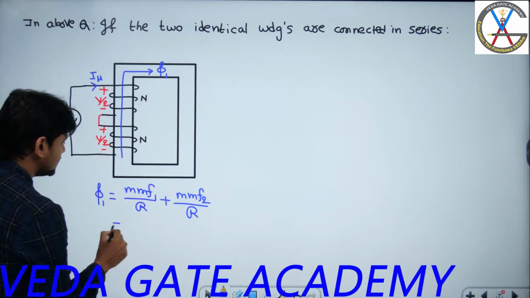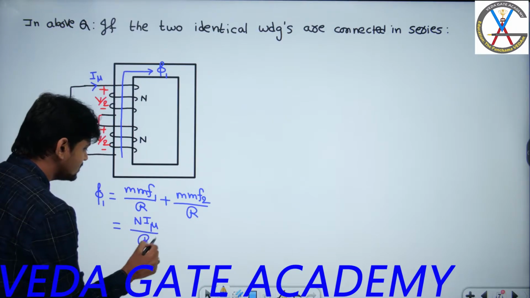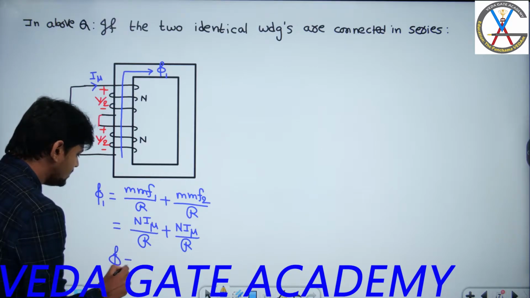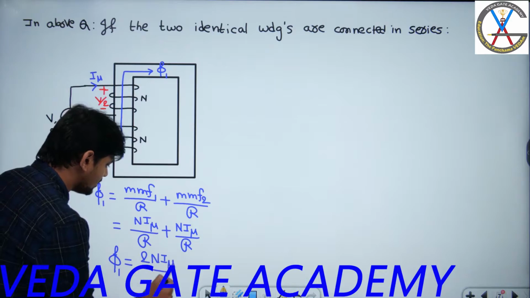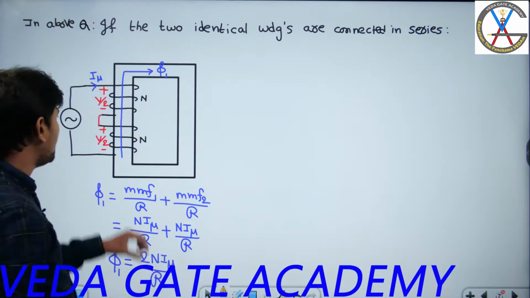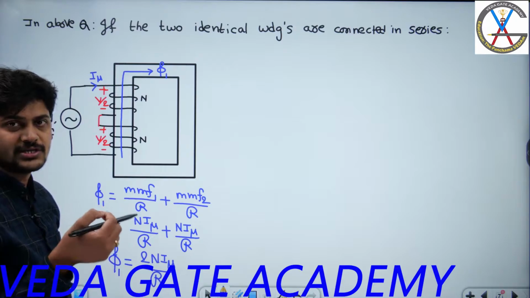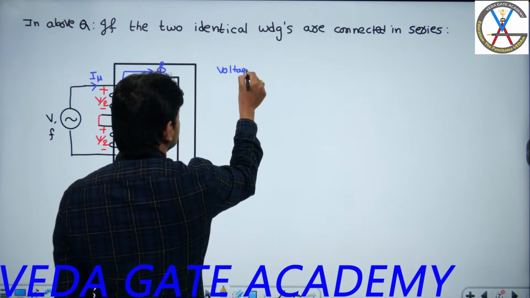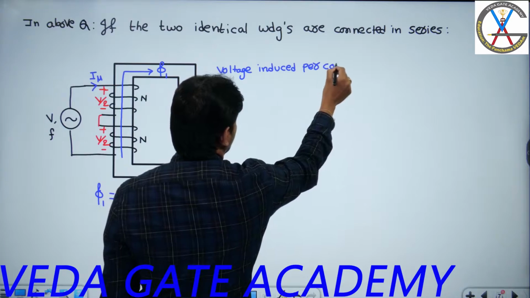So what is the mmf due to the first identical winding? N into I mu divided by reluctance, plus N into I mu divided by reluctance. So the total flux set up in this first configuration is equal to 2 into N I mu divided by reluctance. Now according to Faraday's law, I will try to calculate the voltage induced per winding, or per identical winding, per coil, according to Faraday's law of electromagnetic induction.